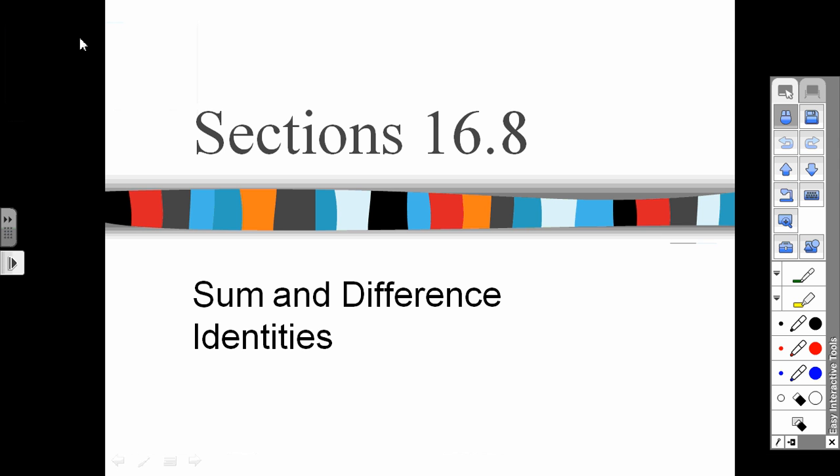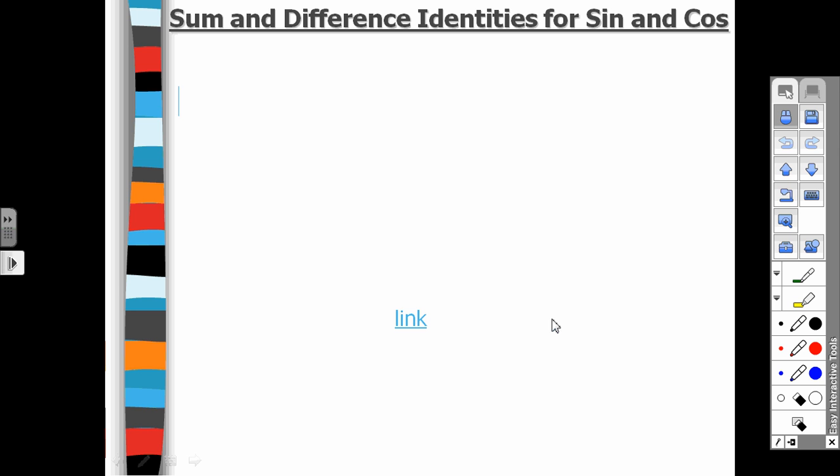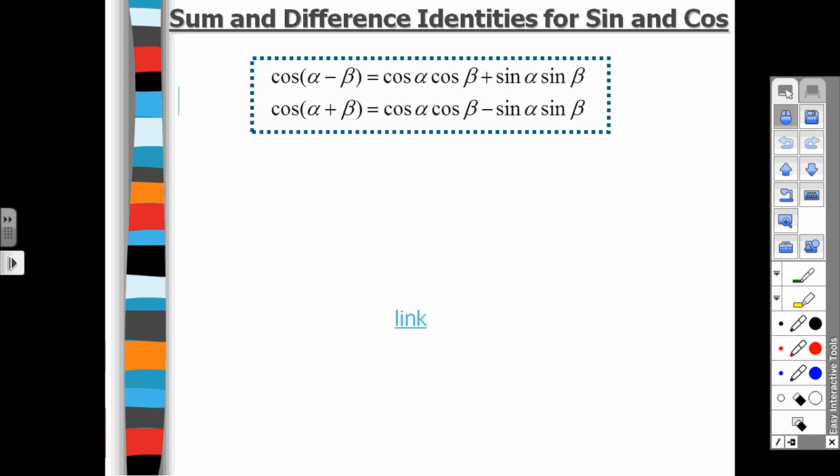Right, so section 16.8 is going to deal with the sum and difference identities of sine and cosine. And you're going to get 4 new identities that you're going to have to work with this time. So let's talk about the sum and difference identities for cosine.